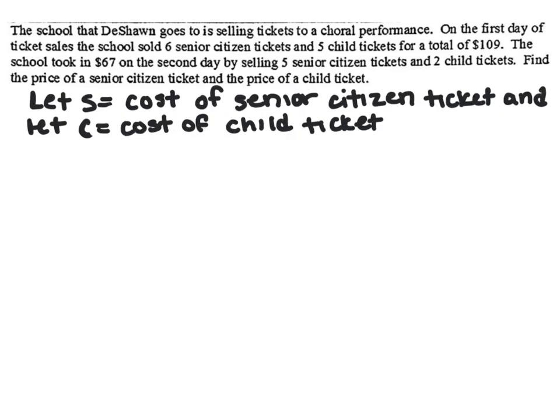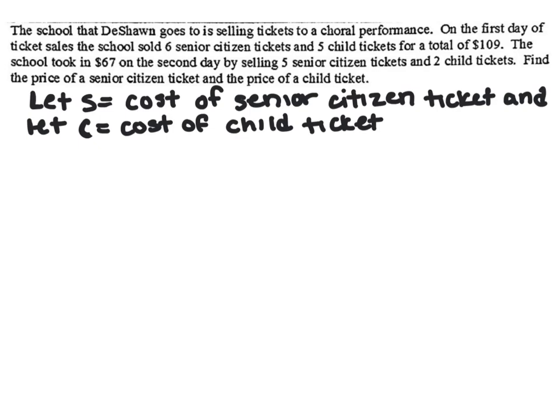In this video, we'll be looking at how to use systems of equations to model and solve scenarios from word problems. The problem says, the school that Deshaun goes to is selling tickets to a choral performance. On the first day of ticket sales, the school sold 6 senior citizen tickets and 5 child tickets for a total of $109. The school took in $67 on the second day by selling 5 senior citizen tickets and 2 child tickets. Find the price of senior citizen tickets and the price of a child ticket.